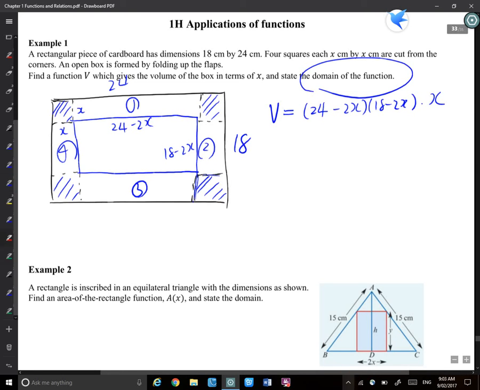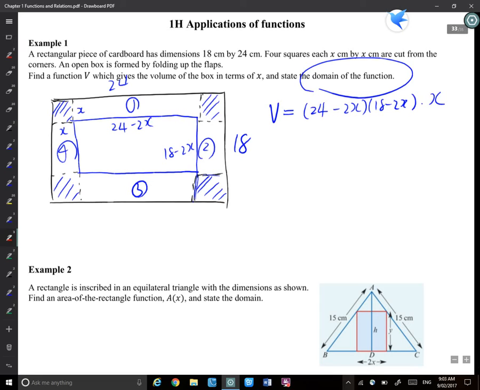So what's the domain of the function? What are the restrictions you can see from this graph? What are the restrictions? Can my x be 100? Can x be smaller than 0? No. Okay, so how can we find out what is the largest value my x can take?